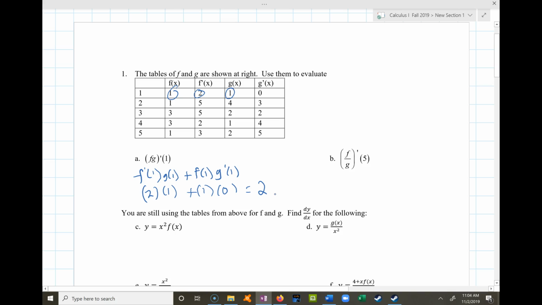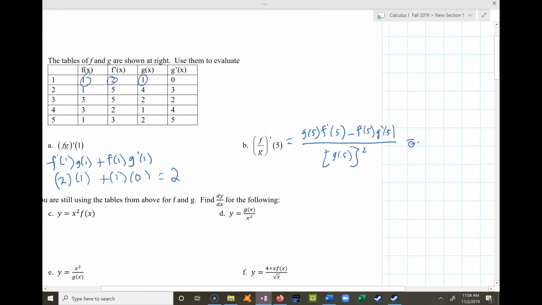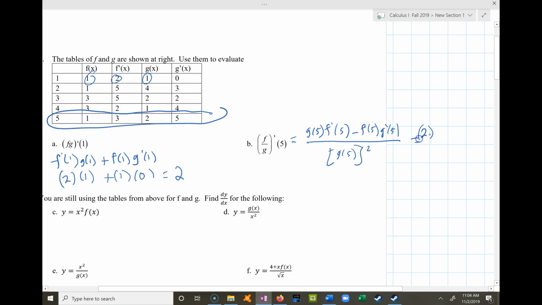Okay, same idea over here. The derivative of f divided by g, evaluated at 5. So first of all, that's going to be equal to low d high minus high d low, and that's all over low squared. So once again, we go up to the 5 row. Now we're looking at this row right here, right? Because we're plugging in 5 everywhere. So g of 5 is 2. f prime of 5 is 3. f of 5 is 1. And g prime of 5 is 5. Of course, that's all over g of 5, which is 2 squared, which would be 4. So I end up with 6 minus 5 over 4, or 1/4.